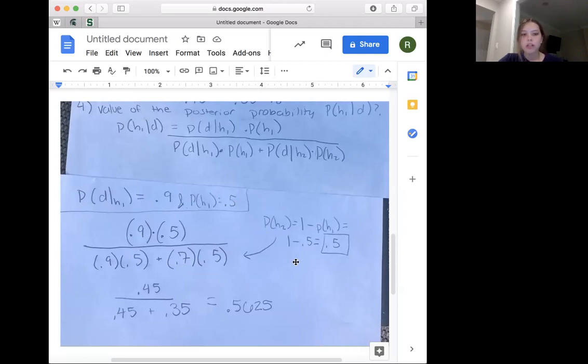I wrote this equation here. And once you multiply these together, you get 0.45 over 0.45 plus 0.35, and it's going to give you 0.5625, or about 56%.